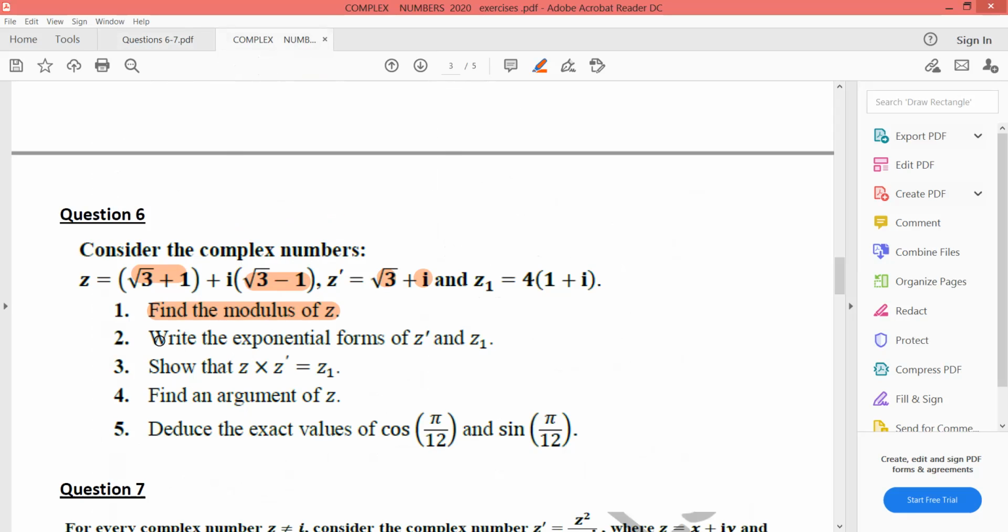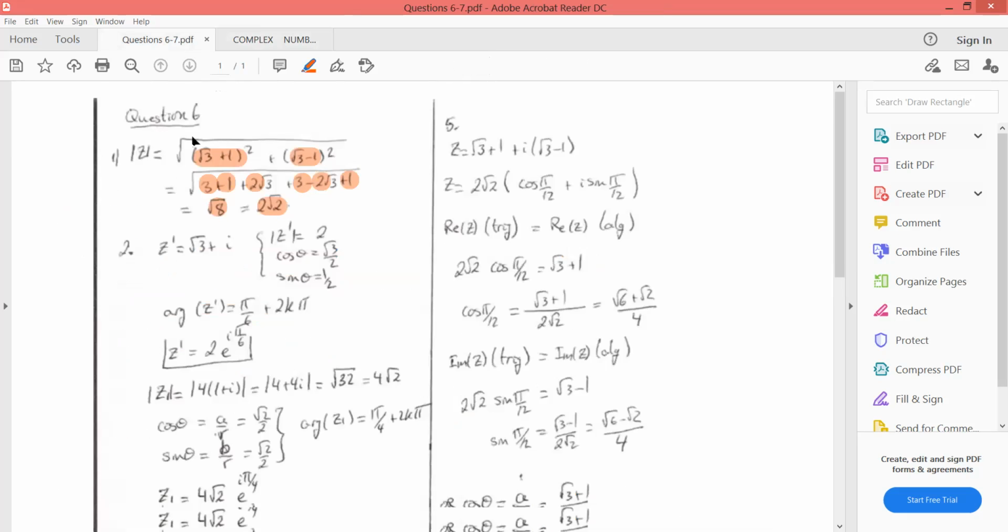Write z prime and z1 in the exponential form. This is r e to the i theta. Okay, let's take z prime. What is the modulus of z prime? It is 2. We can use the calculator. For the argument, sin theta equals 1 over 2, which is b over r, b over the modulus. So the argument of z prime equals pi over 6 plus 2k pi.